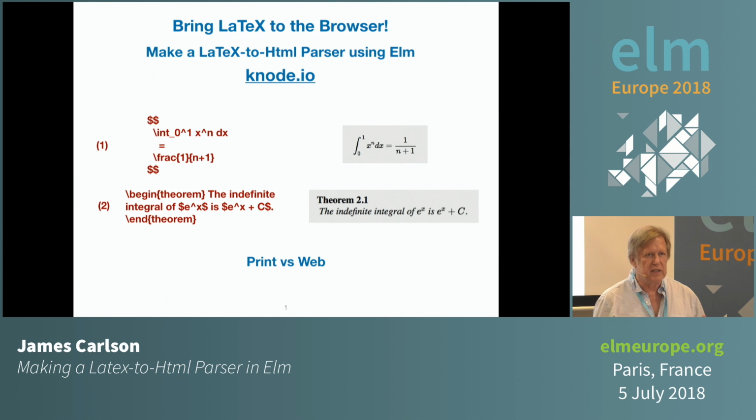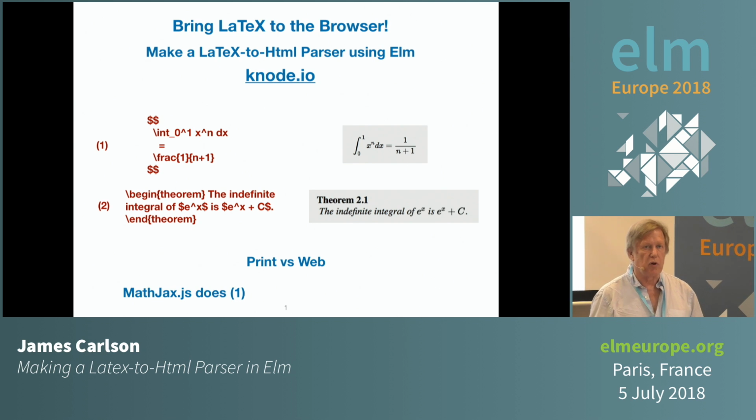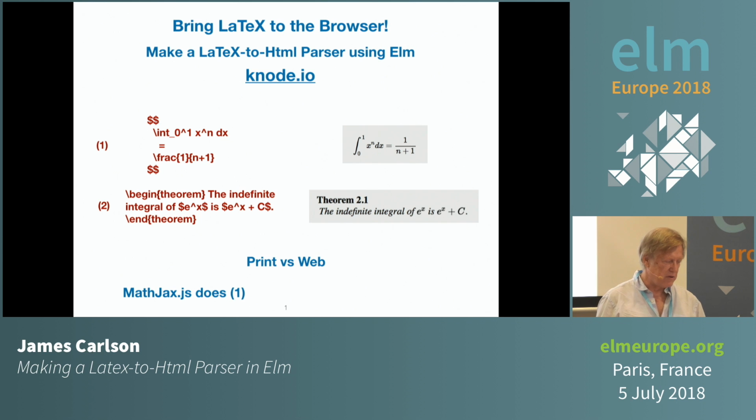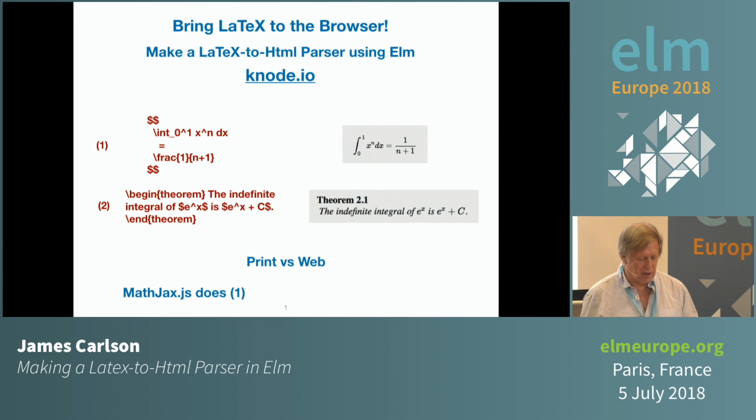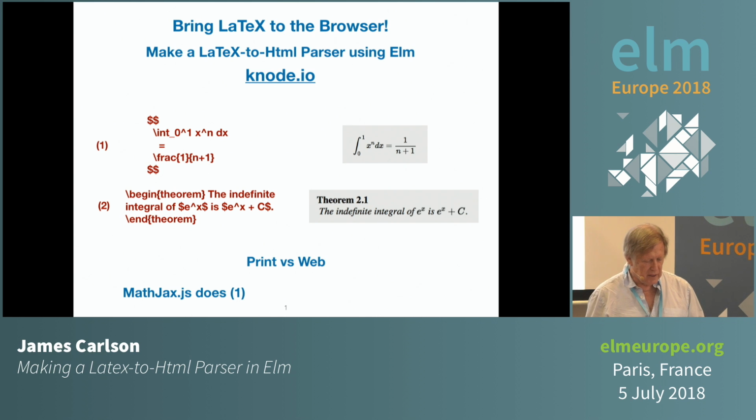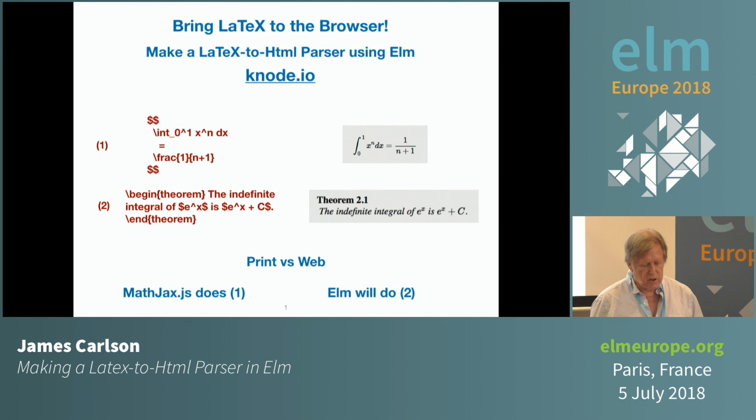Now, as I said, there's a good technology for doing print and PDF, but for the web, there is a good solution only for number one, the inner part of LaTeX between the dollar signs. There are various programs that you can use to do that. MathJax.js is one. Notice the JS on the end there. But unfortunately, up to this point, there hasn't been a really good solution for the rest of LaTeX. So what I want to show in this talk is that Elm can do part 2.